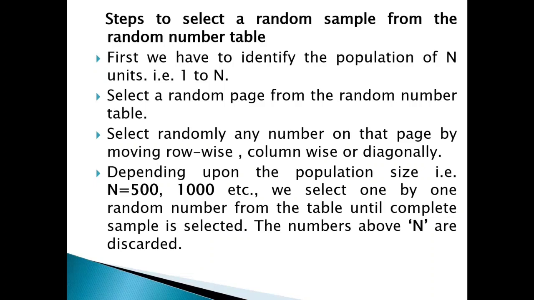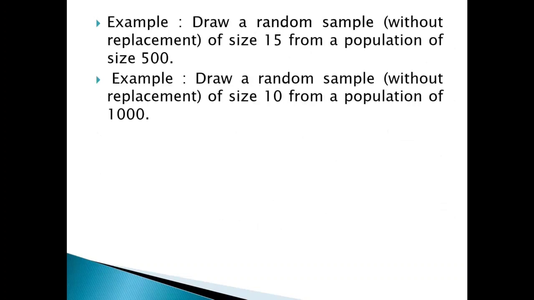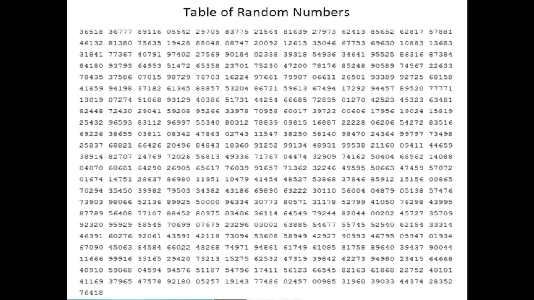Okay, now we'll be looking at how to draw this particular random sample. We will be taking only the first example. Just observe the table. This is the random number table. A sample of 15 has to be drawn from a population of 500.